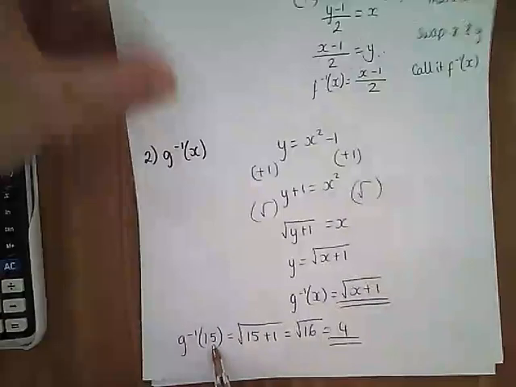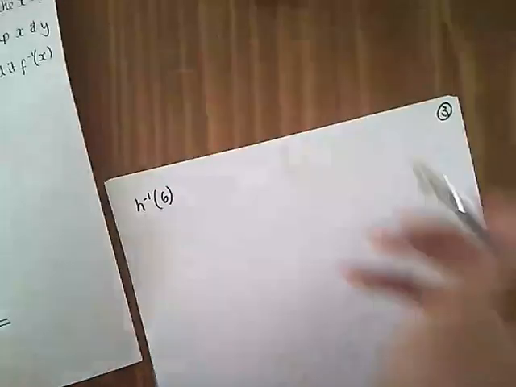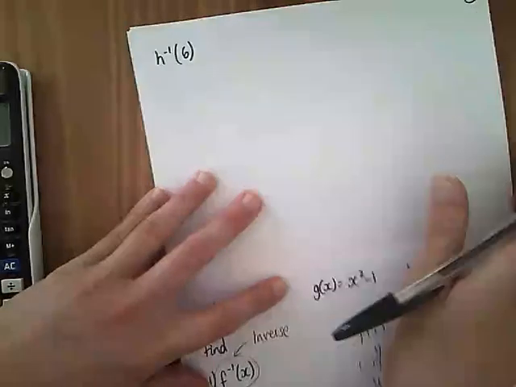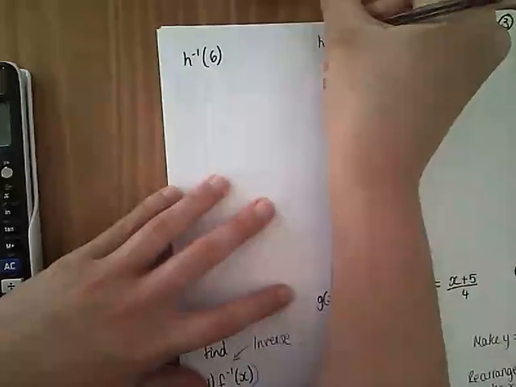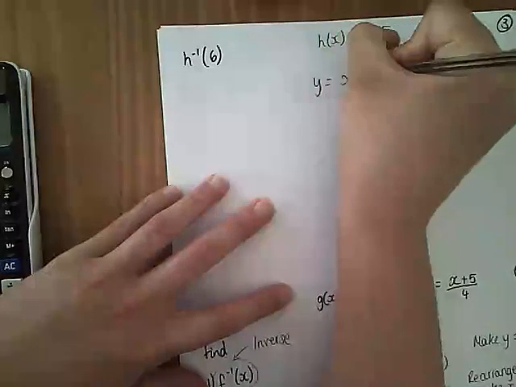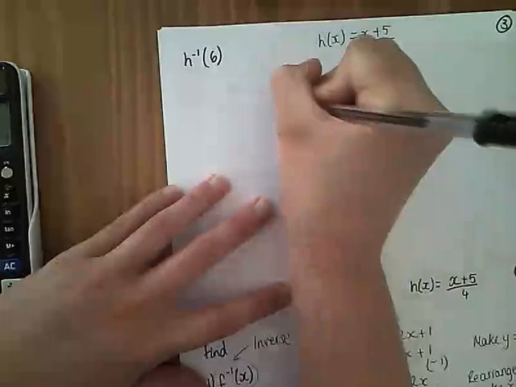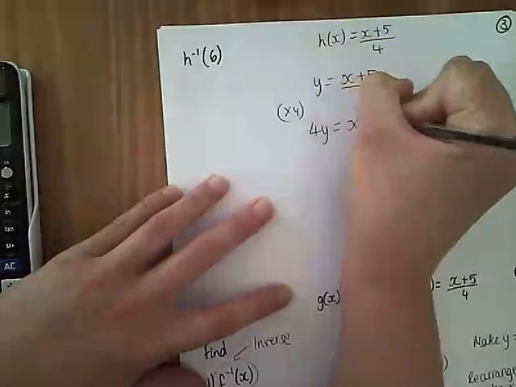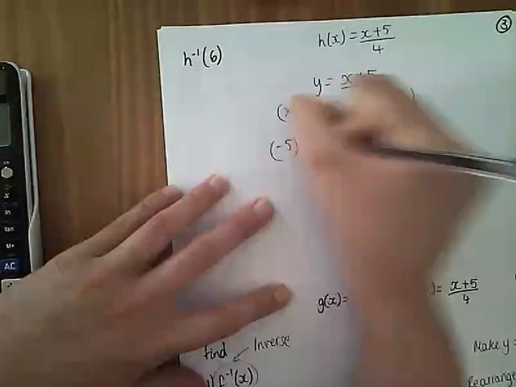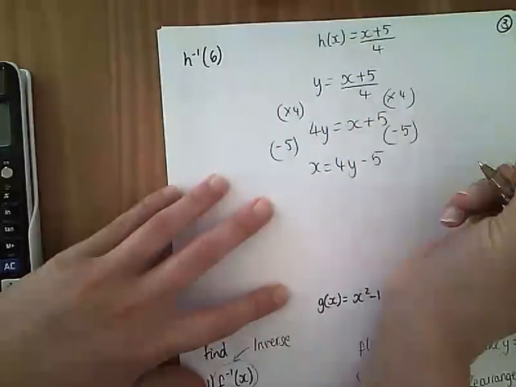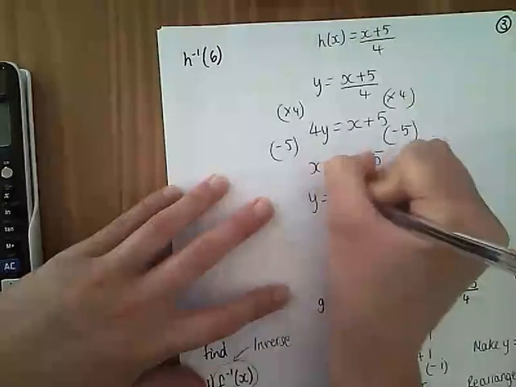Okay. Right, the last one, h of x. We gave you up here, h of x was x plus 5 over 4. Okay, so we're going to call that y. So y equals x plus 5 over 4. We're going to rearrange it to make it x equals. So it's being divided by 4, so we times by 4. Opposite of adding 5, take away 5. So we get x equals 4y, take away 5. Swap your x's and y's over.